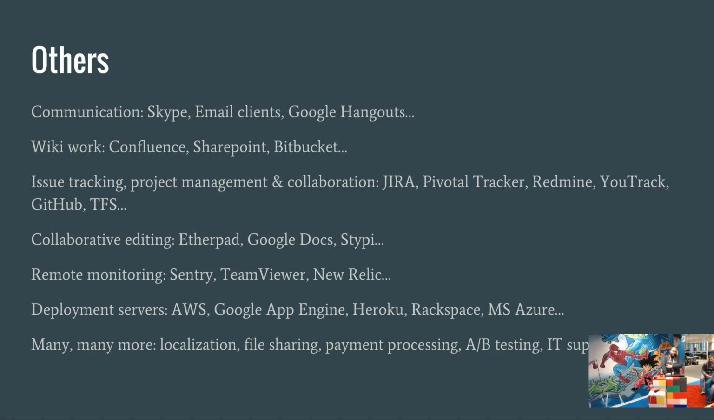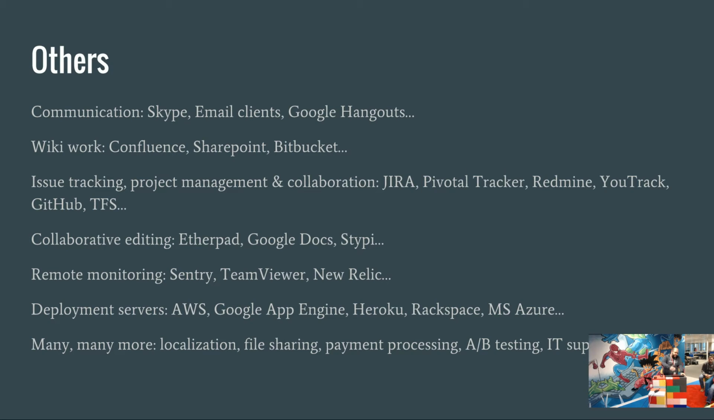Then we have many other types of tools. We have communication tools like Skype, mail, Google Hangouts. We have wiki tooling like Confluence, SharePoint. We have issue tracking, project management, and collaboration tools like Jira, Pivotal Tracker, Redmine, YouTrack, GitHub. Well, GitHub is mainly used for open source, but it can also be used for issue tracking and project management without a problem. We have collaborative editing for things like several people working at the same time in the same file, and remote monitoring systems like TeamViewer for solving problems on a remote PC or checking what a PC is doing far from our place.